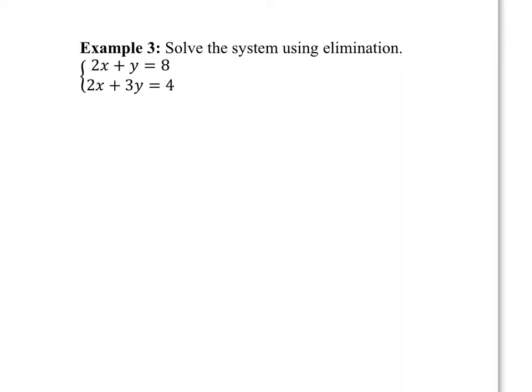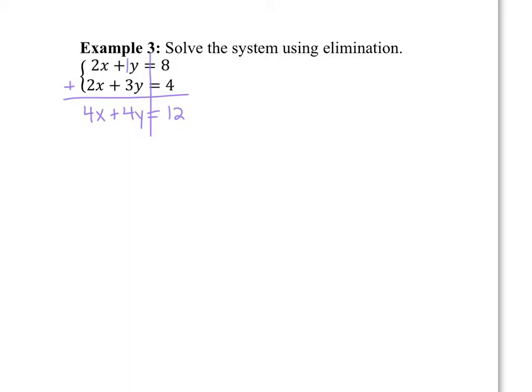Let's see what happens. If I add those two equations together, remember adding left side to left side and right side to right side, I'm going to combine the like terms. So 2x plus 2x, I can add those together because they're both on the left side of the equations. Y, remember that's really a 1y. 1y plus 3y is 4y. And then on the right side, we get 8 plus 4 is 12.